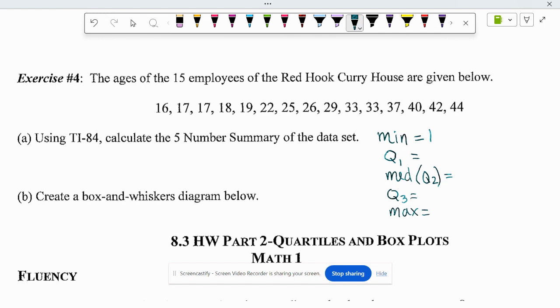That is not what I got. Ashton, I also got 16. Q1. So did I. Median. Yours won't work.